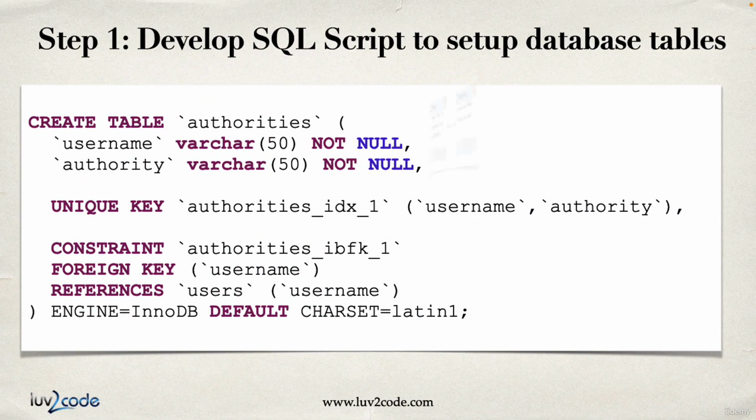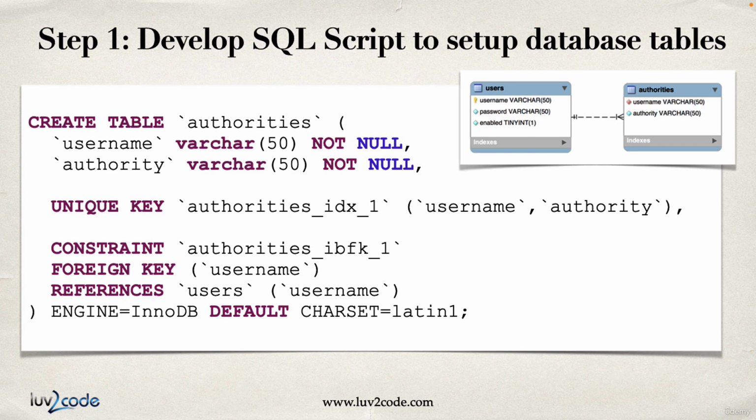Now let's go ahead and move into the roles. We have to create this table called authorities. Here we have two fields for username and authority. And then we go through and set up the unique key based on the username and authority. We also set up our constraints. And here the foreign key references the users table for username. And that'll basically create the authorities table. And again, remember, the authorities table here is the same thing as roles.